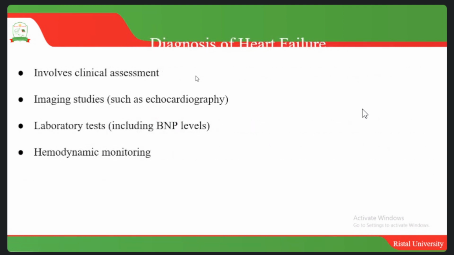Also, it involves the clinical assessment. You also need to do clinical assessment on this patient, and you can see some of the signs and symptoms that can clearly tell you that this patient has heart failure. Then imaging studies such as echocardiography can be done. Laboratory tests including the BNP levels can also be done, and hemodynamic monitoring can also be done in order for you to diagnose this heart failure.